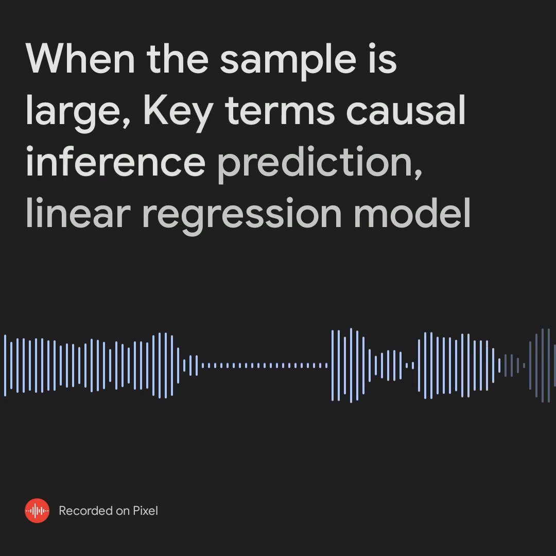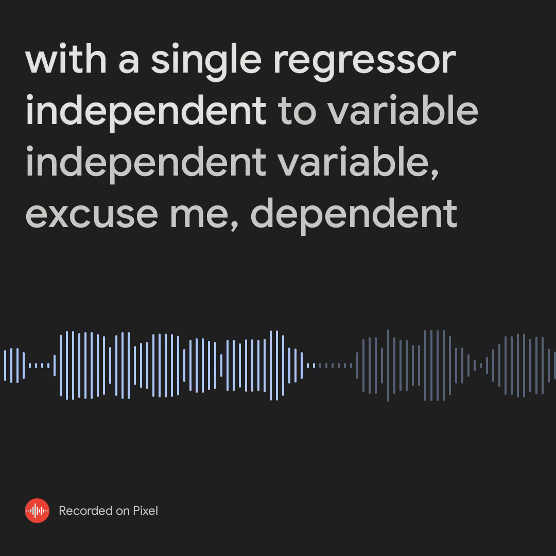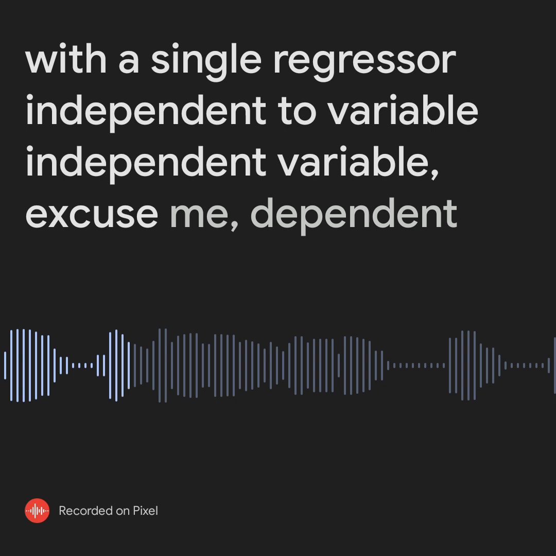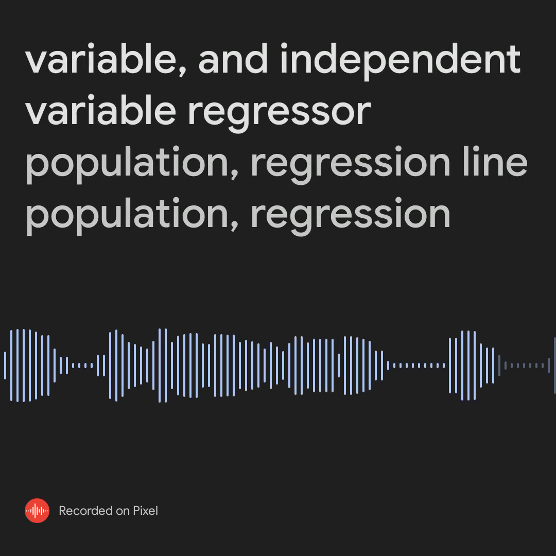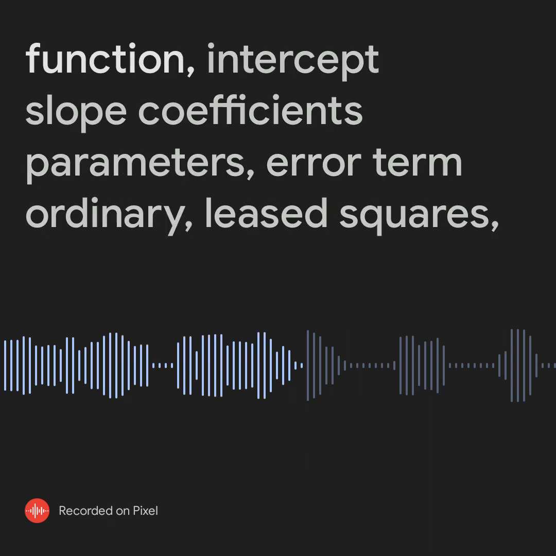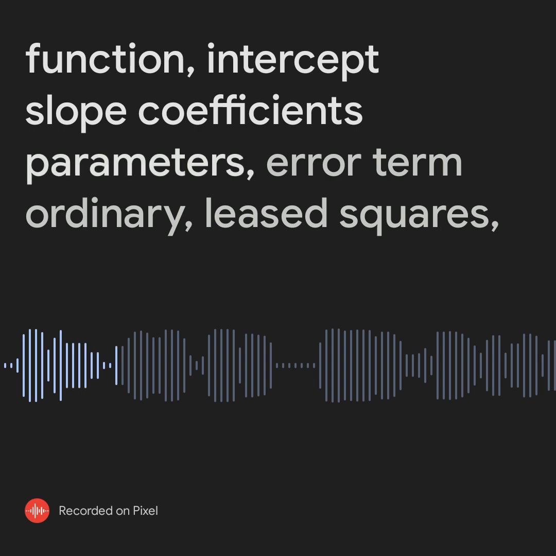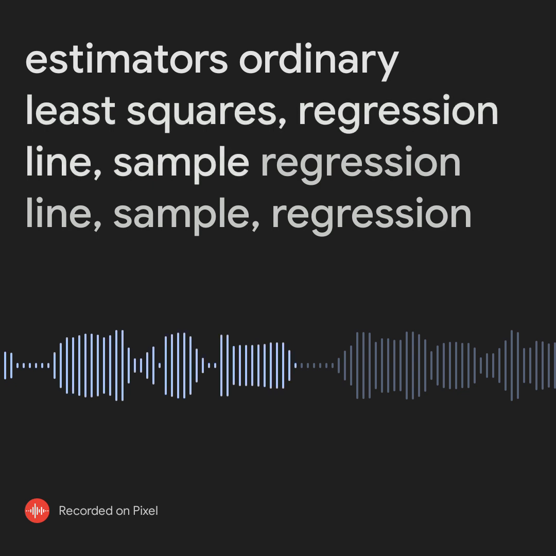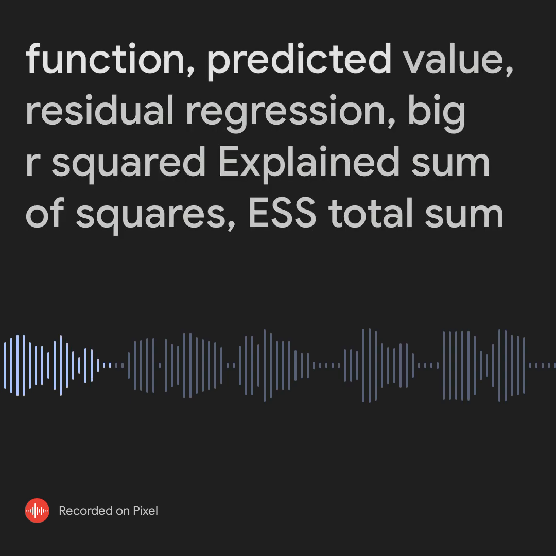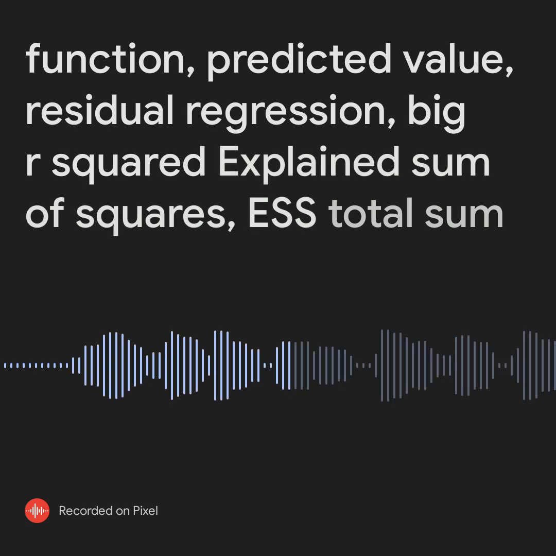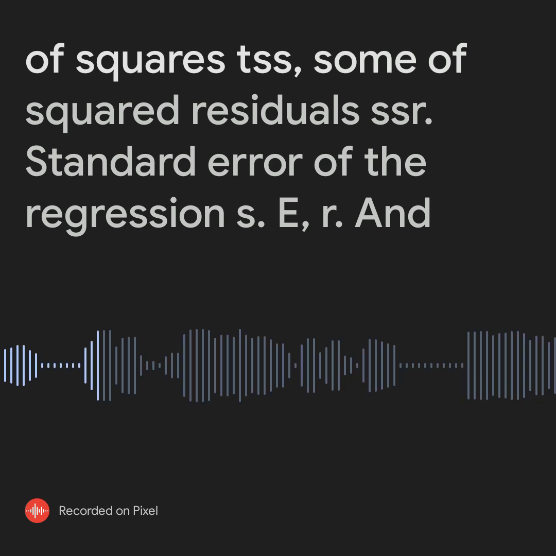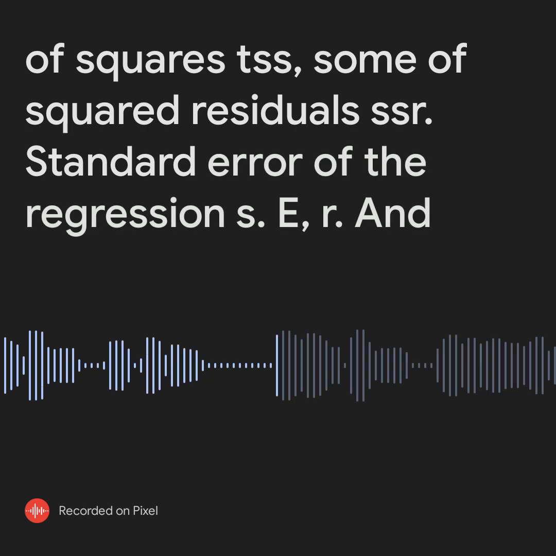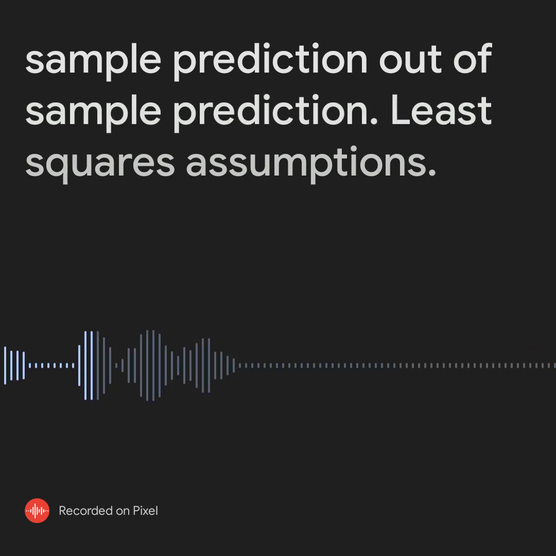Key terms: causal inference, prediction, linear regression model with a single regressor, dependent variable, independent variable, regressor, population regression line, population regression function, intercept, slope, coefficients, parameters, error term, ordinary least squares estimators, ordinary least squares regression line, sample regression function, predicted value, residual, regression R squared, explained sum of squares, ESS, total sum of squares, TSS, sum of squared residuals, SSR, standard error of the regression, SER, in-sample prediction, out-of-sample prediction, least squares assumptions.